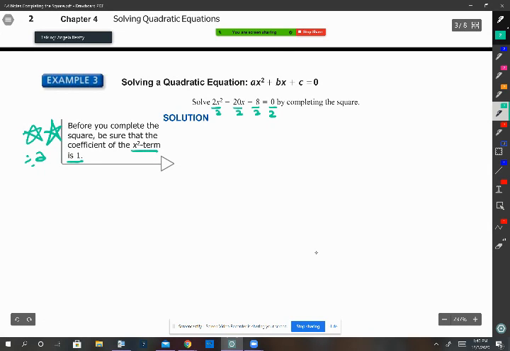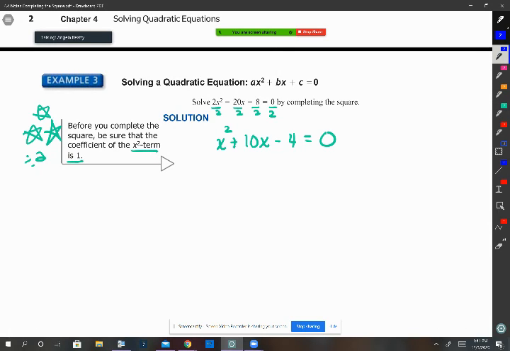You may want to put a little star here or something to remind yourself that a has to be 1 in order for me to complete the square. So I get x squared plus 10x minus 4 equals 0. And now when I look at this, a couple things hopefully are kind of running through your head.